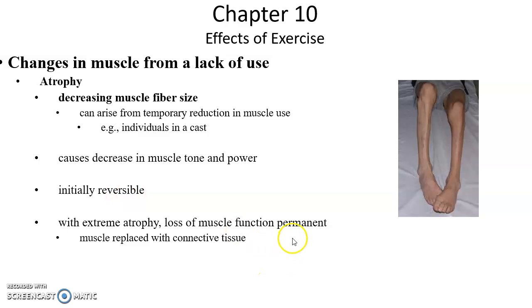But over a long period of time, it becomes more and more difficult to replace the muscle that has atrophied and to regain that muscle function, because over time, muscle fibers will just go away and be replaced with connective tissue.